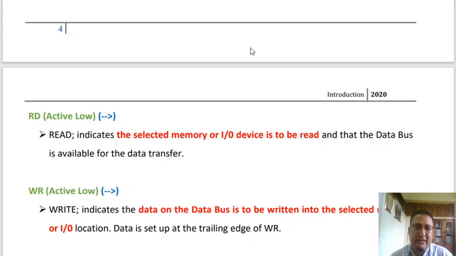Read indicates that the selected memory address or IO device is to be read and the data bus is available for data transfer. Again, I'll repeat it. Read is an active low signal that indicates that the selected memory address or IO device is to be read and the data bus is ready for data transfer.